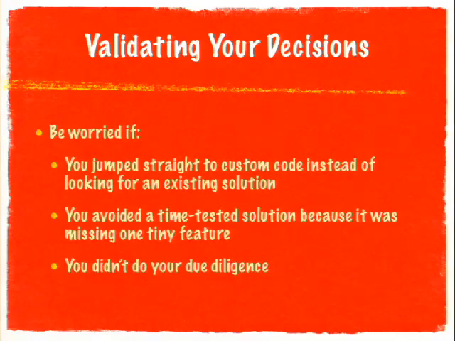Validating your decisions. So be worried if you jump straight to custom code instead of looking for an existing solution, because you're going to own it and you're going to be sorry. If you avoided a time-tested solution because it was missing one tiny feature, don't do that. And you didn't do your due diligence. So let's talk about some real examples.